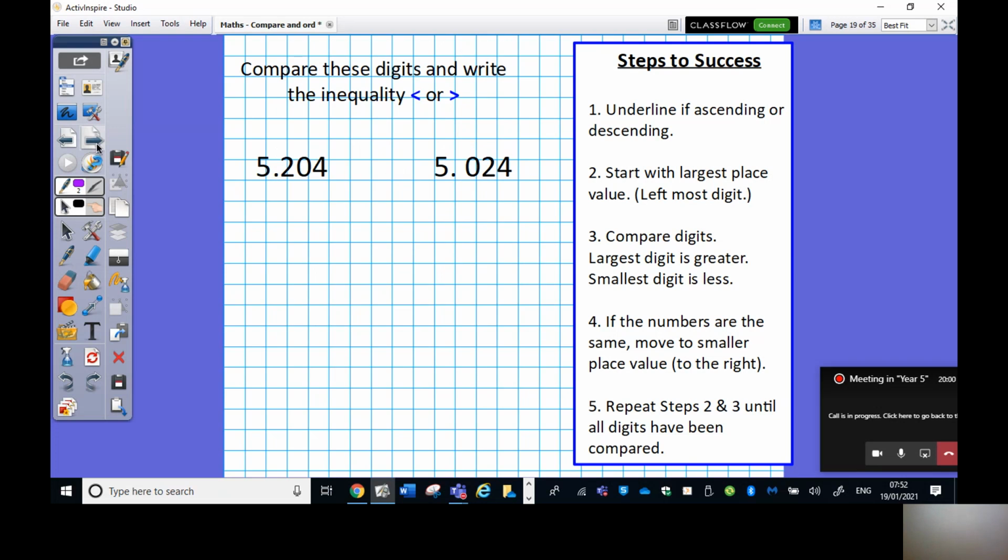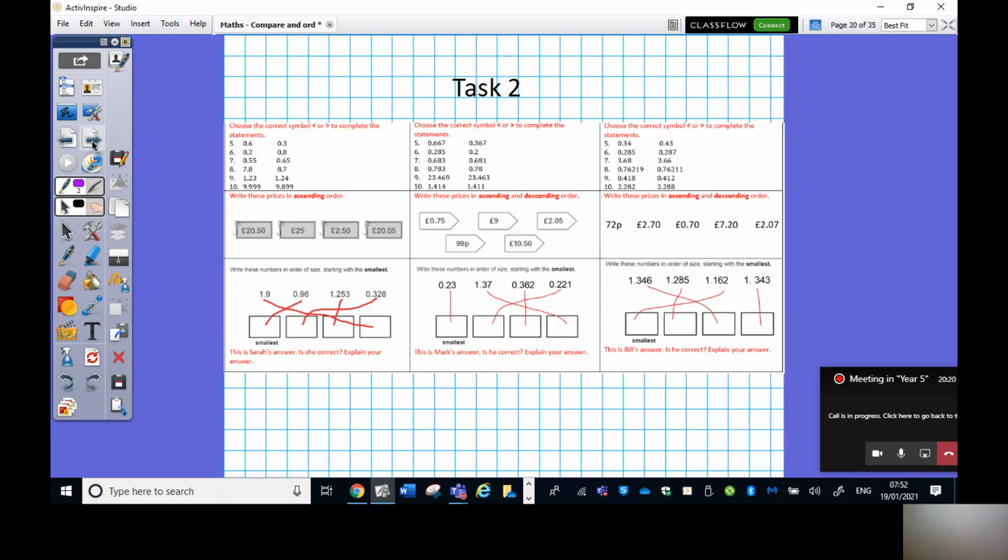What about this one? Tell me. Next. And so, which is greater? Which inequality should I write? Good, greater than. Brilliant.